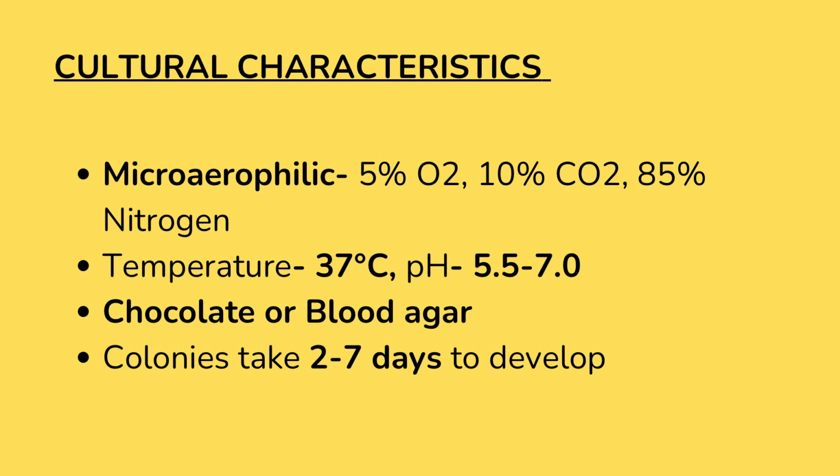It can grow in an environment with reduced oxygen levels: around 5% oxygen, 10% carbon dioxide and 85% nitrogen. It grows optimally at a temperature of 37 degrees Celsius and an acidic pH range of 5.5 to 7. Helicobacter pylori grows best on enriched media like chocolate agar or blood agar, which provide essential growth factors. Colonies are generally small and take 2 to 7 days to develop.